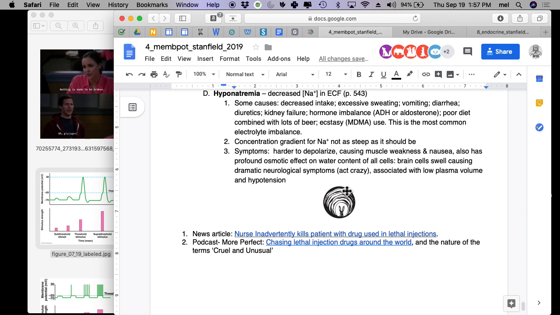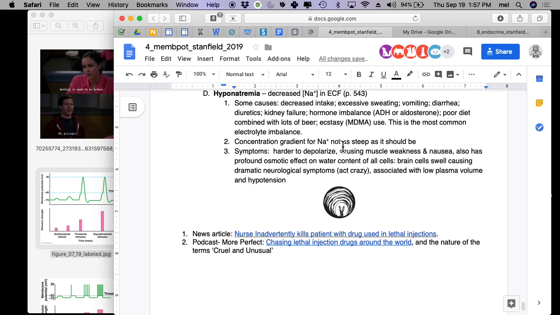So what happens in that situation, and I will come back to the ecstasy in just a second, this is the most common electrolyte imbalance. This is the one that is most likely to land you in the hospital just because it makes you act like a wacko. Okay, so let's talk about the reasons it makes you act like a wacko.